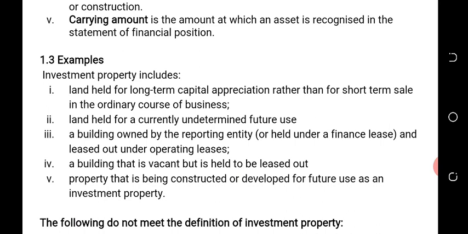Now, two, land held for a currently undetermined future use. So when you purchase the land now, but you don't know what to use it for, like for right now, you don't know if you want to build a house on the land, or use the land for agriculture, or use the land for a factory to produce a particular item. So once you are not sure what you will use the land for, that land should be treated in line with IAS 40. So that land should be called investment property.